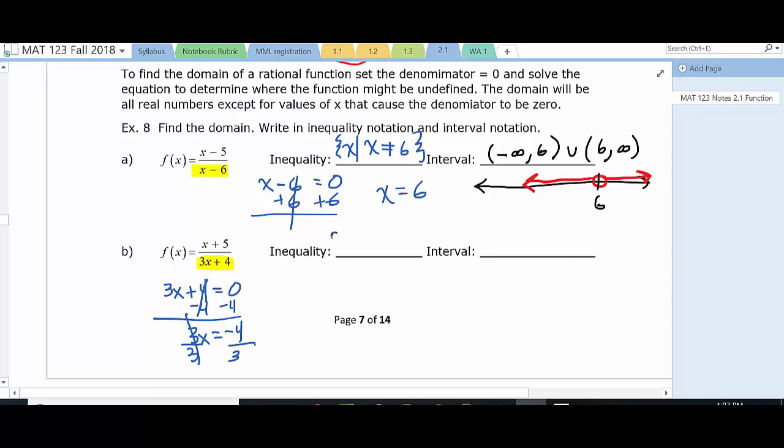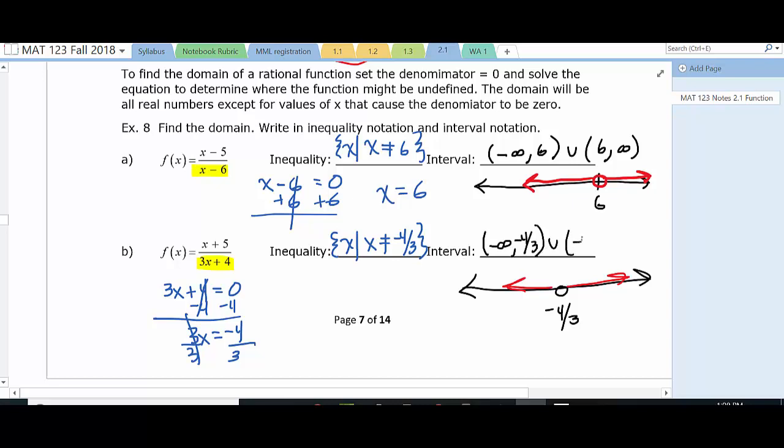For your inequality, you would just say set of x such that, that's just the terminology you use, x is not equal to negative 4 over 3. That's saying x can be anything, but it can't be negative 4/3, because that's what makes the denominator 0. For an interval, it's the same idea. On a number line, you would have negative 4/3 somewhere, and you would be forever to the right of it and forever to the left of it. So the interval would be negative infinity to negative 4/3 with a parenthesis, then union negative 4/3 to infinity, like that.